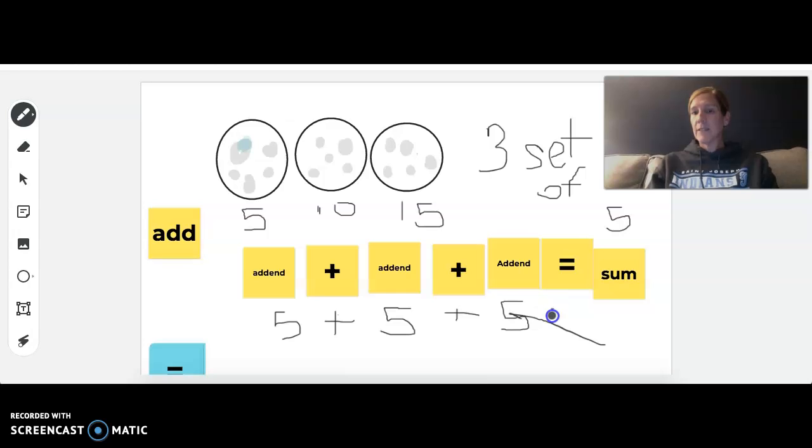Sorry about that line right there. Equals 15, right? All right. And you did that the other day. You showed me that 5 plus 5 plus 5 if I was adding my 3 groups of 5. Okay, so that's an addition sentence.